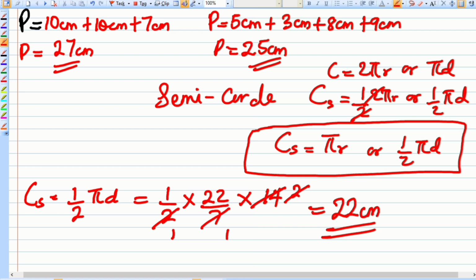So that is it. No matter how complex the question gets, once you know the formula, rectangle 2 bracket L plus B, square 4L, and then circumference of the circle 2 pi r or pi d, while the semicircle is half the circumference of the circle, regardless of the formula you're using, you're always going to get the answer.